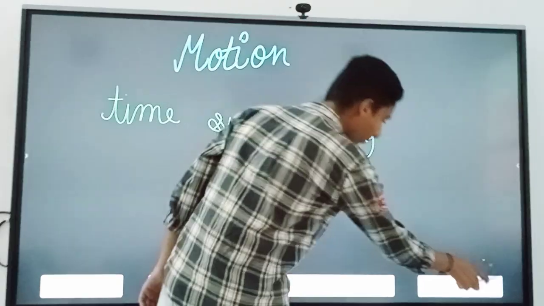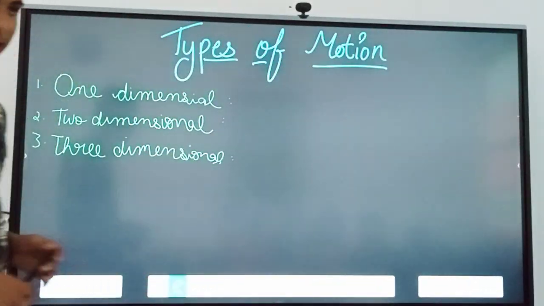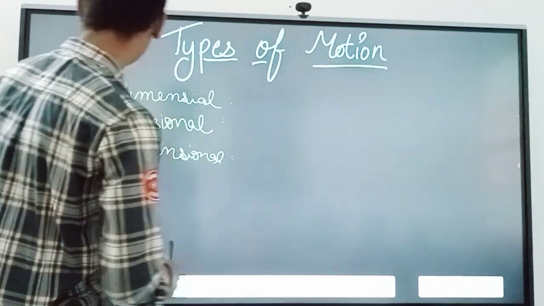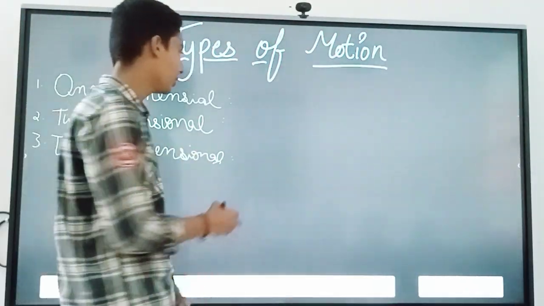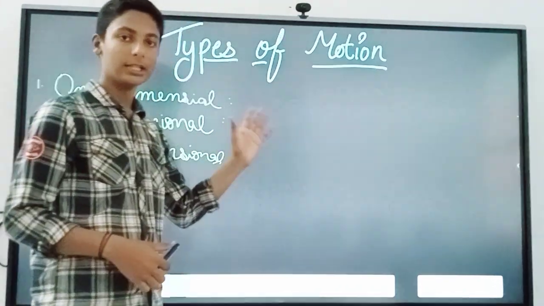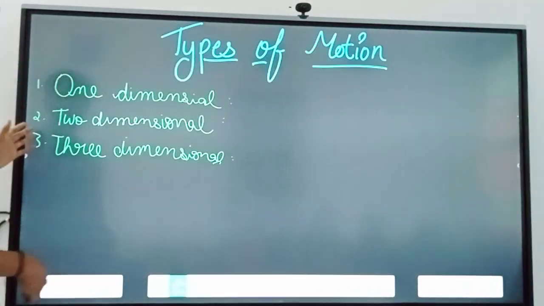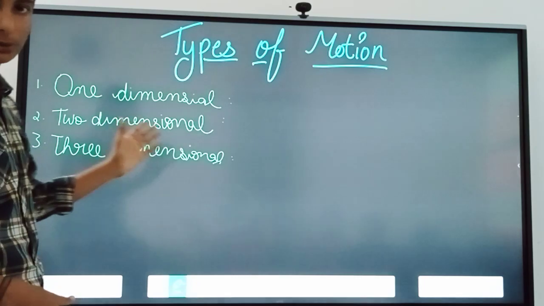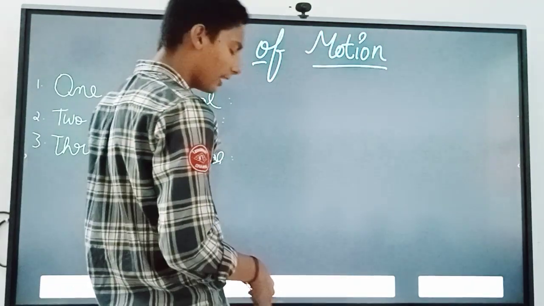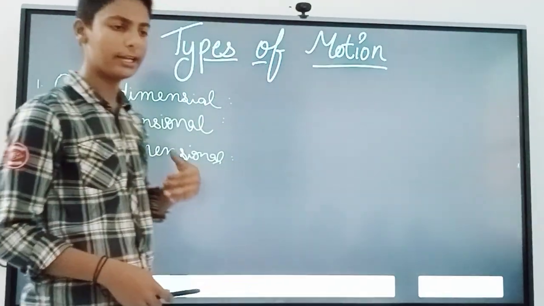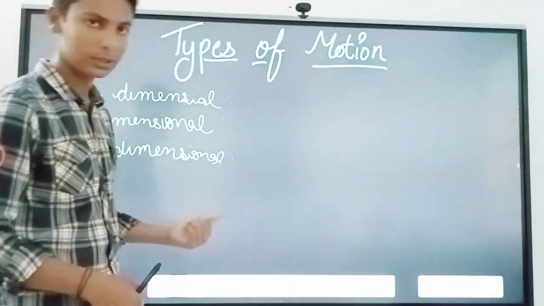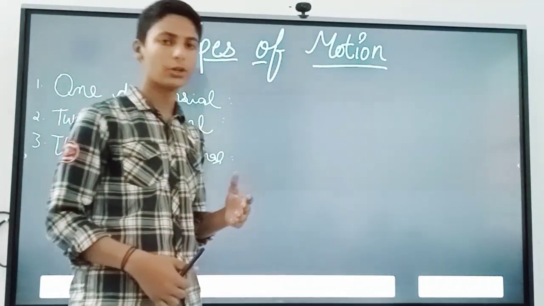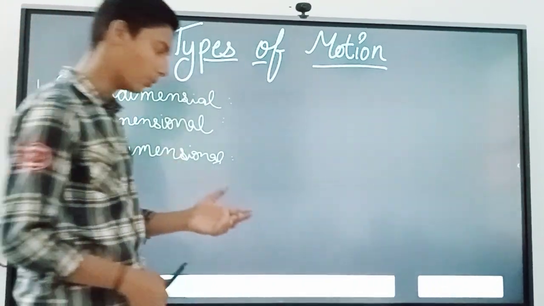So now types of motion. There are three types of motion. The first is one-dimensional motion. An example of one-dimensional motion is the running of a train on a straight track. The second type is two-dimensional motion, an example of which is the movement of an ant on a floor. Third is three-dimensional motion. Its example is the movement of air molecules in a room.